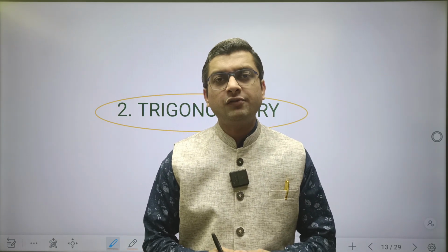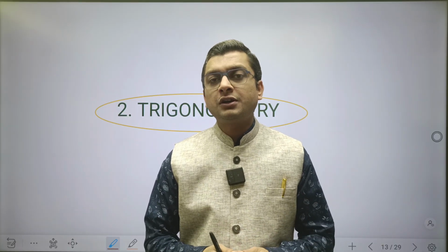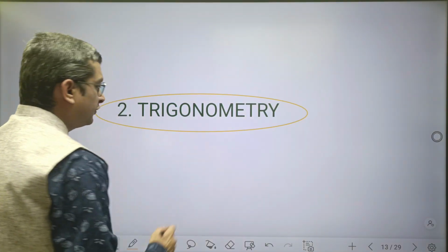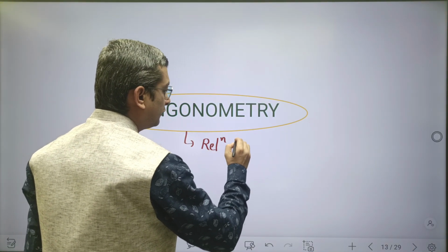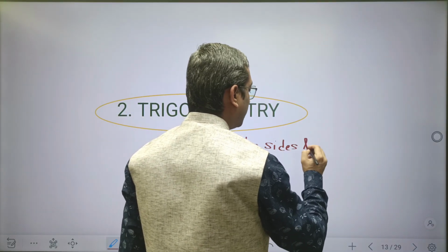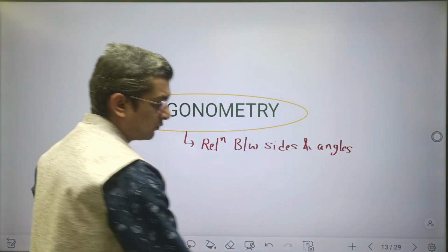In the first lecture, we have completed the chapter Algebra of Basic Maths. In this lecture, we will cover the chapter Trigonometry. So let us start with the trigonometry. Trigonometry is nothing but that branch of mathematics that gives relation between sides and angles of any triangle. So this is the definition of trigonometry.